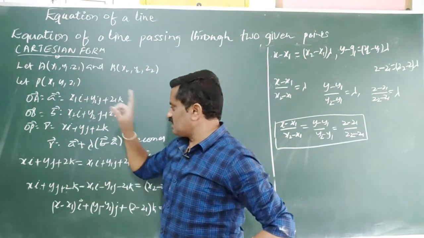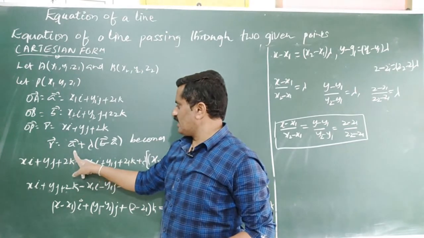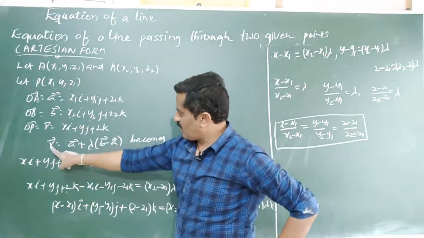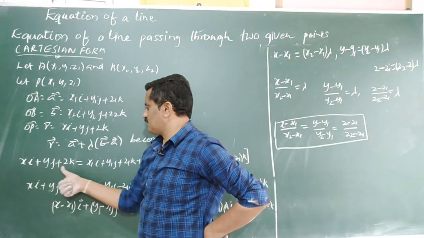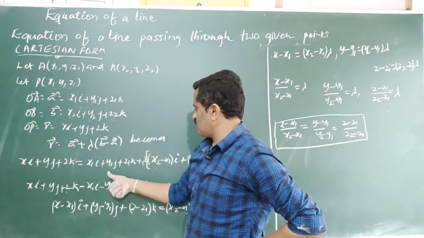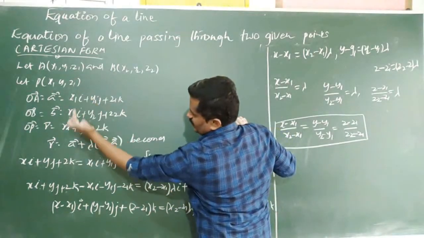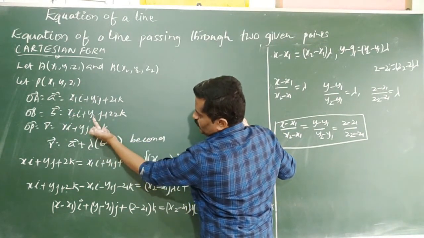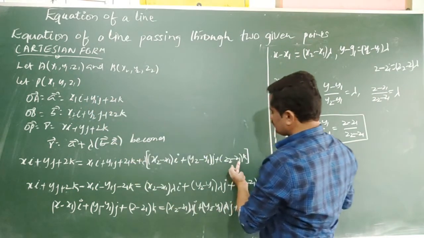Therefore, the vector equation of a line passing through two points, that is R bar is equal to A bar plus lambda of B bar minus A bar, becomes, substituting the values of R bar, A bar, B bar minus A bar: R bar we have x i plus y j plus z k. Similarly, A bar we have x1 i plus y1 j plus z1 k. Lambda of B bar minus A bar. So B bar minus A bar is x2 minus x1 of i plus y2 minus y1 of j plus z2 minus z1 of k.